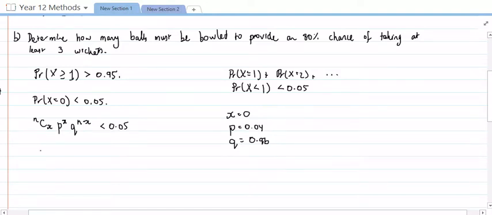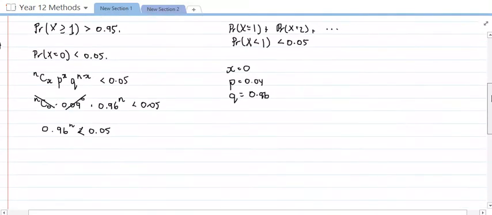So, subbing all of that in, I'm going to get nC0 multiplied by 0.04 to the power of 0 multiplied by 0.96 to the power of n minus 0, which is just n. And that has to be less than 0.05. So nC0, or anything C0 is going to be equal to 1, so that disappears. Anything to the power of 0 also equals 1, so that disappears. So we're left with a pretty nice equation here, which is 0.96 to the power of n is less than 0.05.